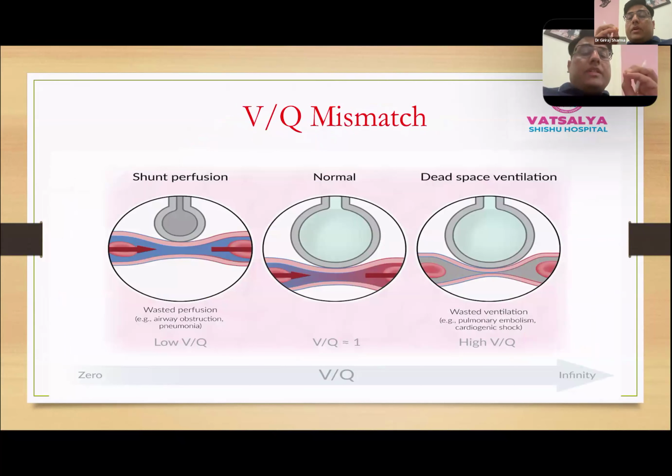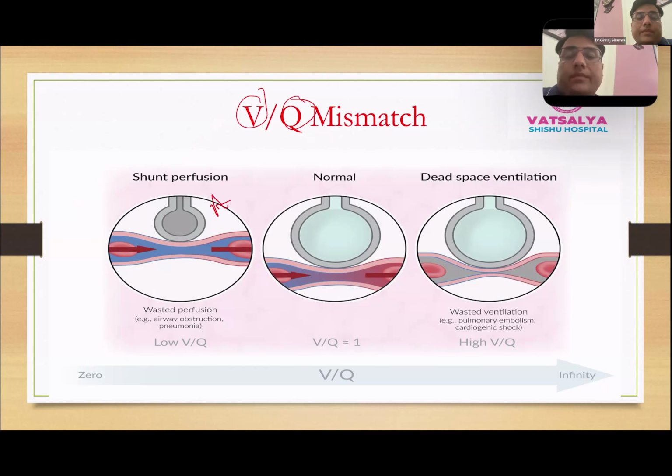Now we will see what is VQ mismatch. VQ mismatch: V for ventilation, Q for perfusion. Here we can see this is the alveoli, and this is the pulmonary capillary. Inside the lung, there will be gas exchange between the alveoli and pulmonary capillaries. This is the perfusion, this is the ventilation.